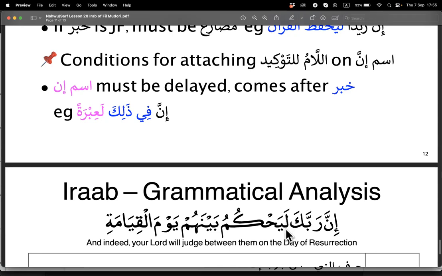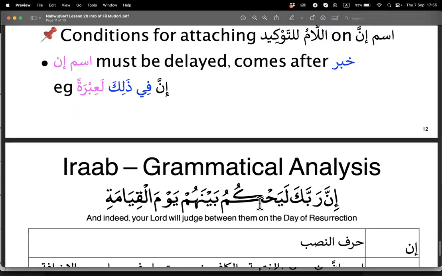And then lam, what is this lam here? Lam taukid. Very good. And then yahkumu. Yahkumu is fi'il mudari'. What kind? Marfu, mansub, majzum? Marfu bil dhammah. Good. Who's our fa'il? Huwa. So what do we say? Dhamir mustatir. Jawazan or wujuban? Takdiruhu huwa. Good.